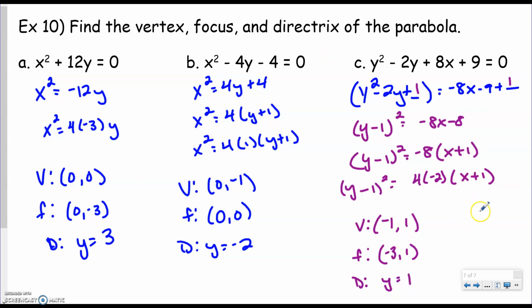Okay, so if it helps, vertex, focus, directrix, just so you can kind of keep an eye. This is -2, this is going to be +2. That's all you're really doing here.